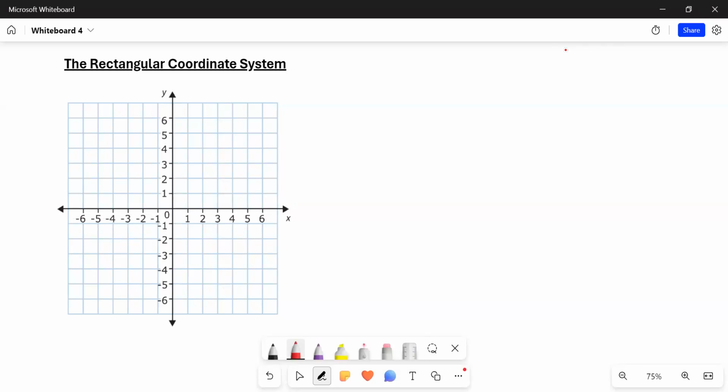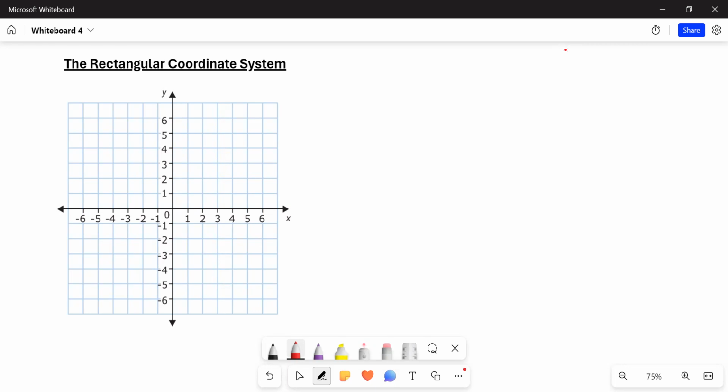Welcome to a video on the rectangular coordinate system. The rectangular coordinate system you can think of as graphing. As you can see on this coordinate grid here, we have the x-axis, or the x number line, going left and right, and the y-axis, or the y number line, going up and down in a vertical fashion.